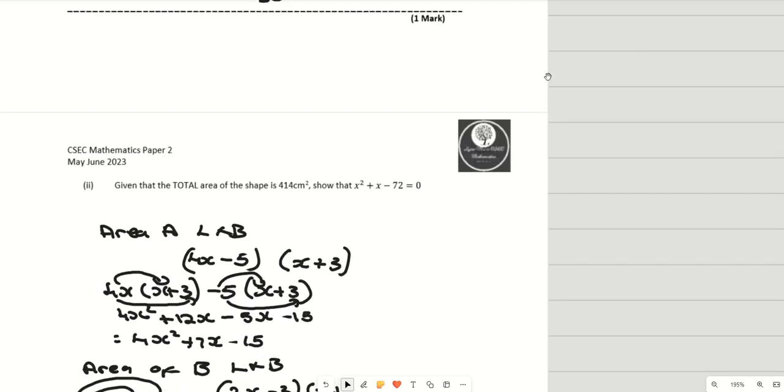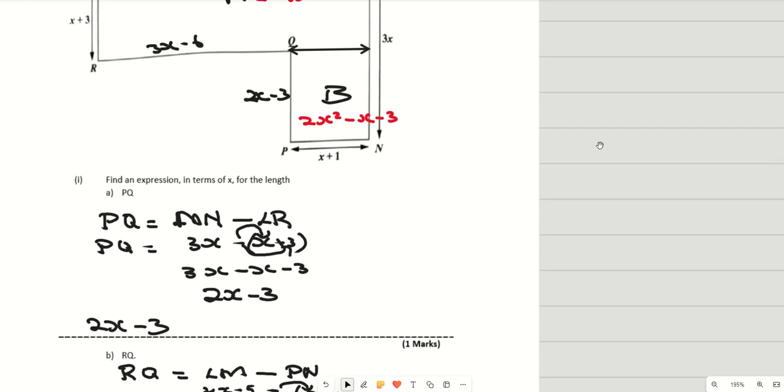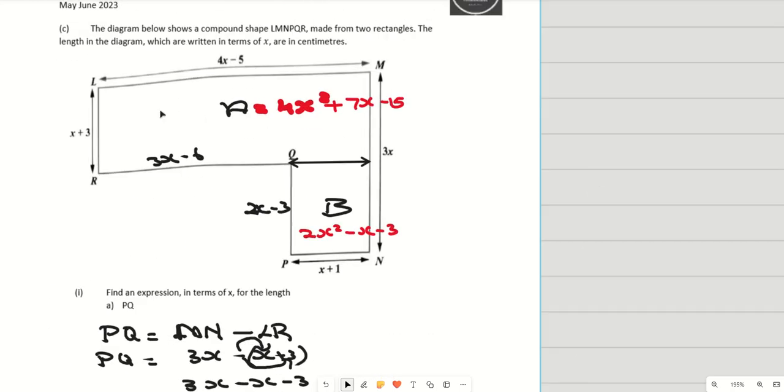So first off, we need to find the total area of the shape. And I said that if you have a compound shape, you can split it up into two similar shapes and then add them to get your total area. So you could either say this is A and this is B, or you can make it like this, so this would have been A and this would have been B. I did not do that, I just did it like this.